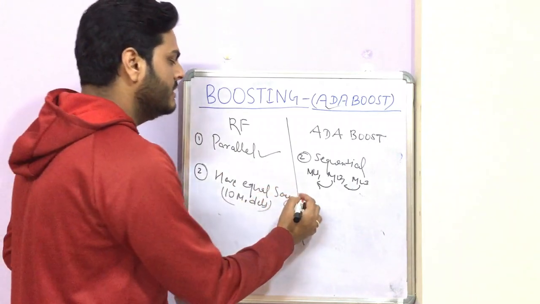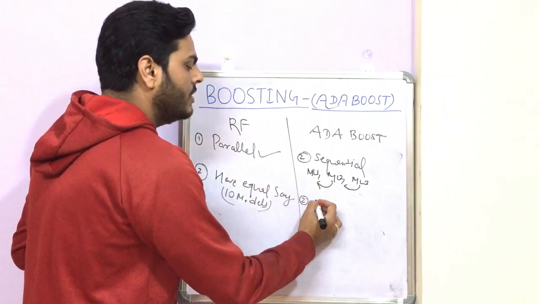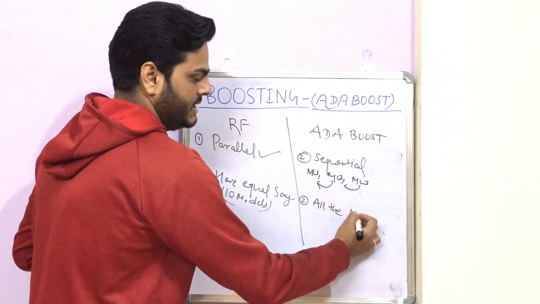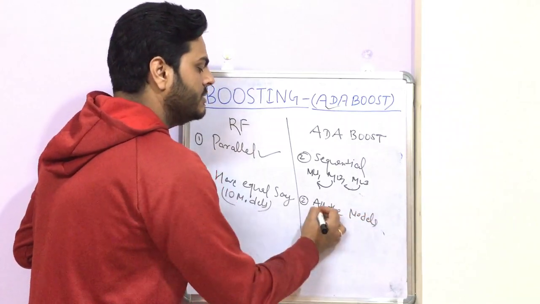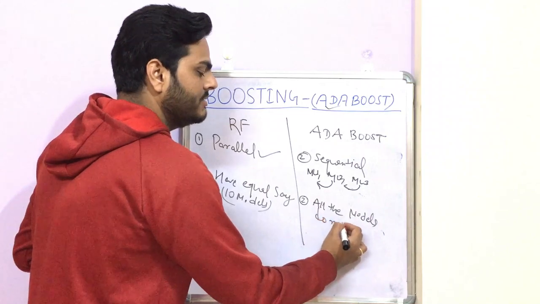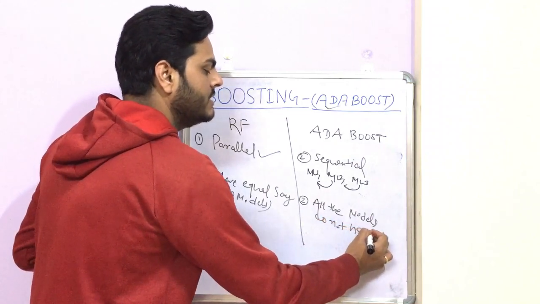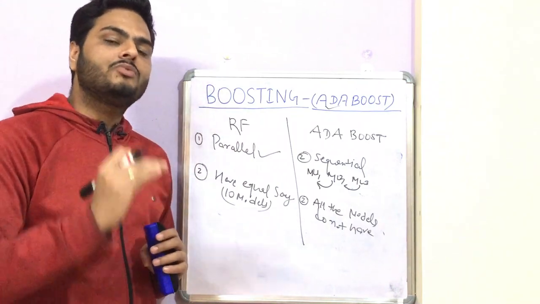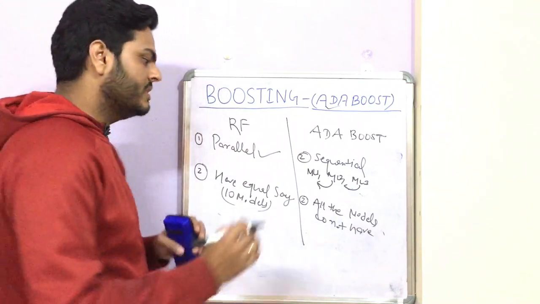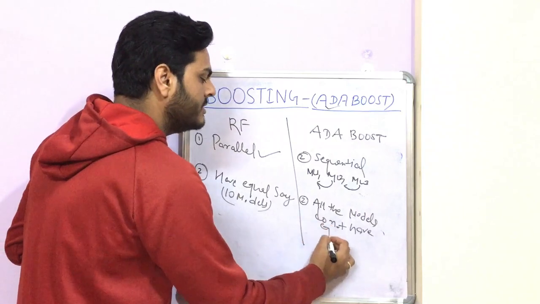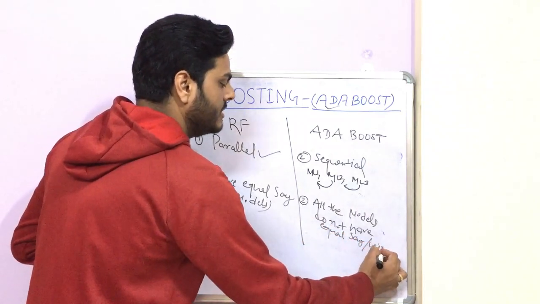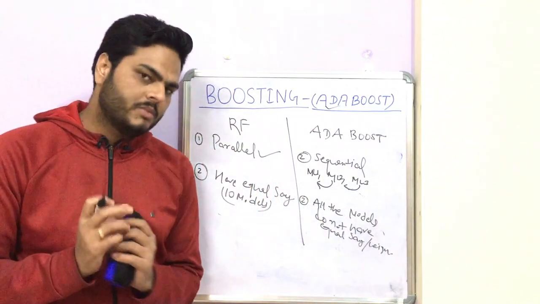On the other hand, in AdaBoost, all the trees or all the models do not have equal say, which means some of the models will have more say in the final model and some of the individual models will have less say or less weightage in the final model. So all the models do not have equal say, or we can say weightage, in the final model. This is difference number two.